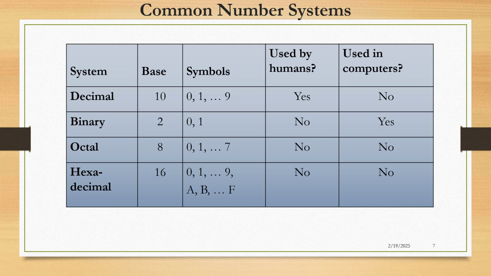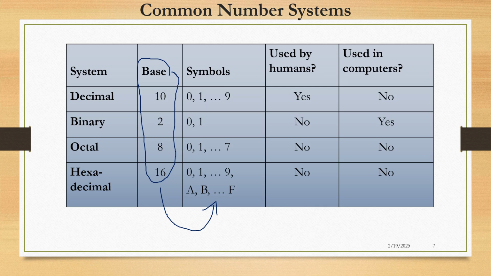Here you can see the base of decimal is 10, binary 2, octal 8, hexadecimal 16. Now the range is determined by this base. If the base is 10, then the range starts from 0 to 9. The range always starts from 0 up to base minus 1. In binary, the base is 2, so the range is 0 to 1.